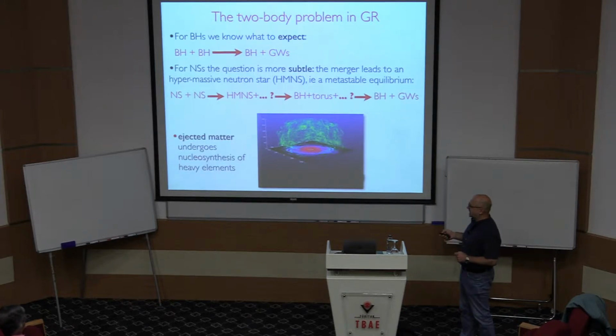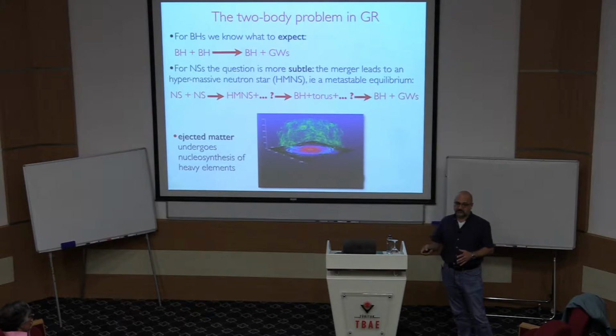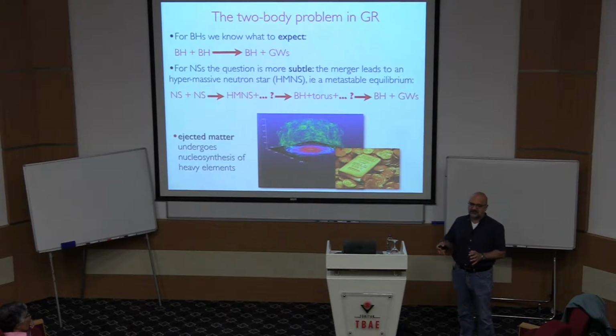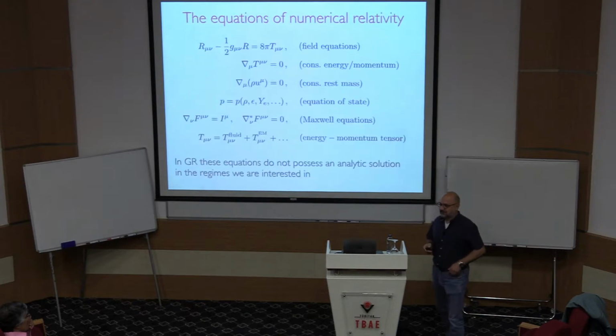This is what we call ejected matter, and this matter is hot and dense and can undergo nucleosynthesis. In particular, it can lead to the nucleosynthesis of heavy elements like gold and platinum. So all of those elements that we really like a lot are actually produced in neutron star mergers. We now believe that a large majority of gold in the universe is produced by mergers of neutron stars. It's not clear they produce coins, but they certainly produce gold.